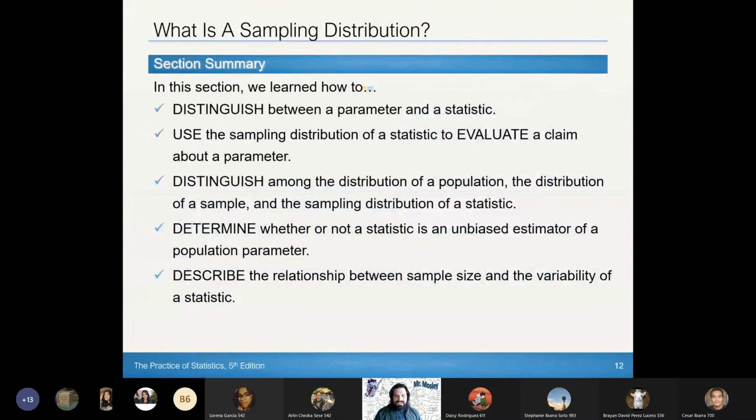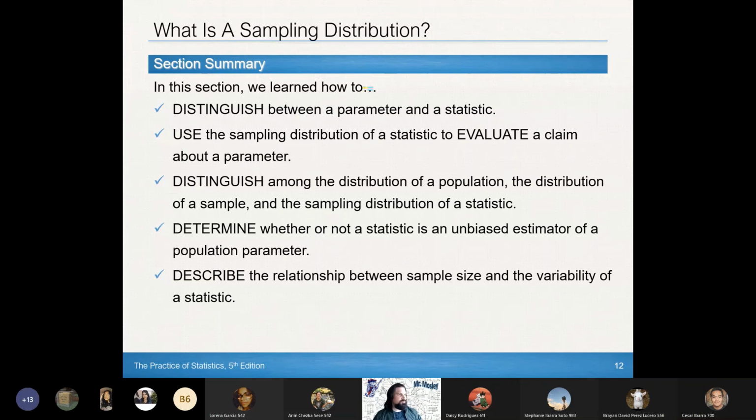All right, then that is the basis for section 7.1. We know what a parameter and statistic is and that they are different. Parameters are for population, statistics are for samples. We can use the sampling distribution of a statistic to evaluate a claim about a parameter. And that is what we saw with the blue and red chip distribution. We can see that the sampling distribution yields the same value as the parameter in the population.